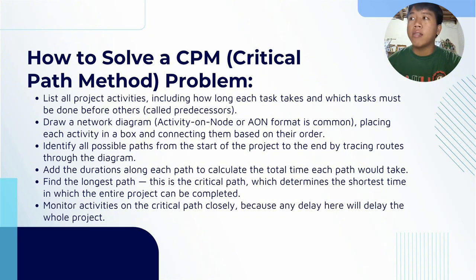And then next is estimate activity duration. Activity duration is the time required to complete individual project tasks. And then fifth is identify critical path, or the longest route through the project tasks. And then next is update to show progress. Use your critical path as a monitoring tool and update it to show progress.